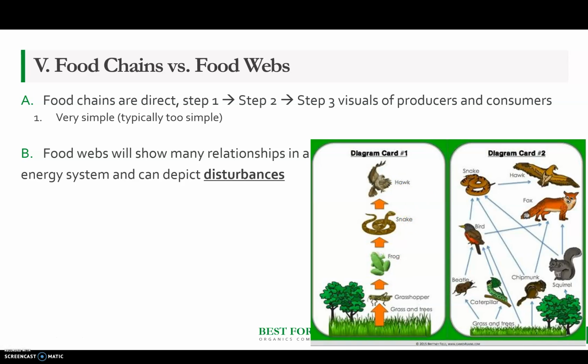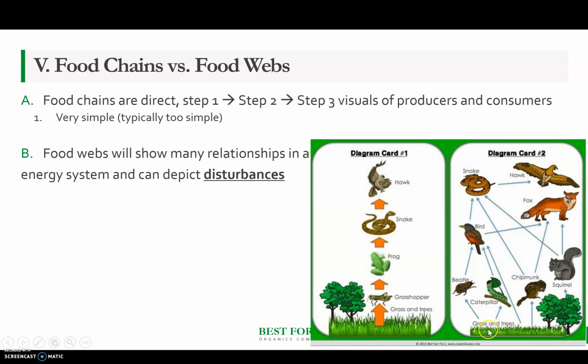Food webs are more complex, and they show many relationships. They also will show what are called disturbances. So this will mean that you could see the result of, let's say, for example, the squirrel population increases too much. So that's going to mean that the tree population will decrease because there's way more squirrels to consume the producer of the trees.